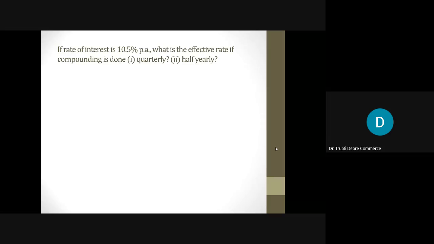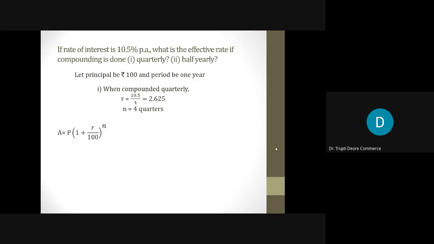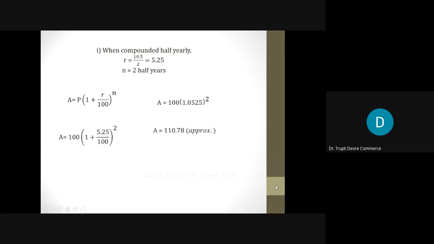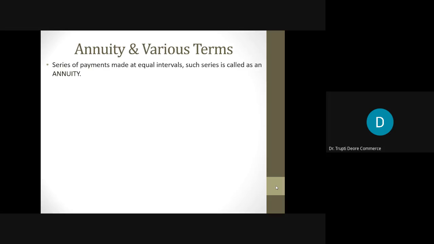Then we have seen one example such as quarterly and half yearly केलं तर what will be the effective rate? So quarterly साठी we take this as 100 and we convert rate and duration in quarters. Then we get the compound interest. So the effective rate was 10.92 and same for the half year. We already saw this problem. Just let me move further.